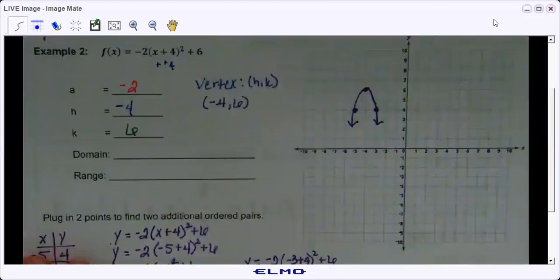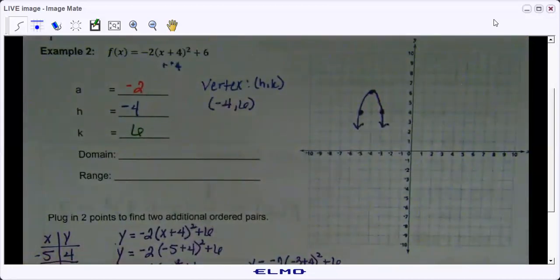Okay, what I want you to do now on your own is try to figure out the domain and range. We've done this a lot in other lessons, so you should be able to figure this out on your own. So I'm going to pause the video and let you guys work on this.